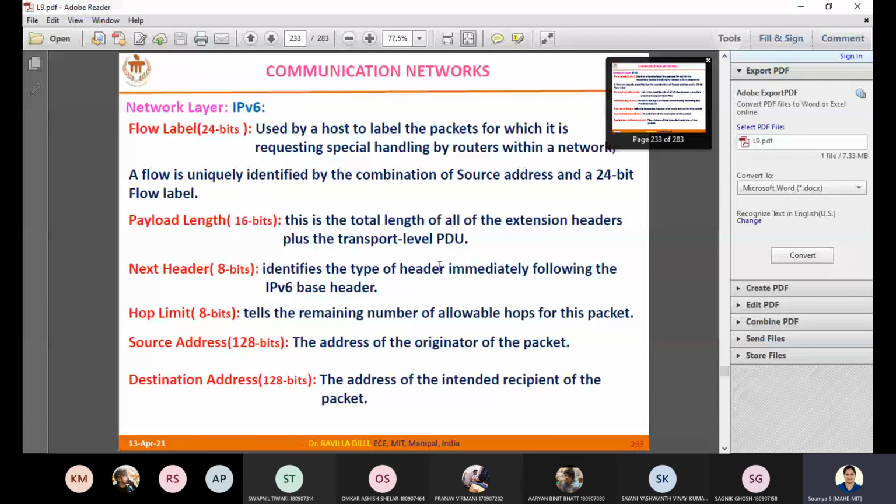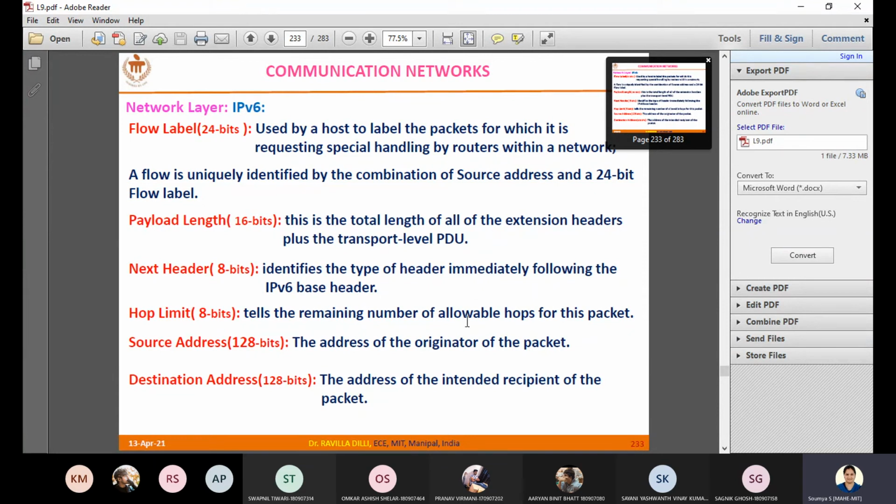Next, flow label. Flow label is used by a host to label the packets for which it is requesting some special handling by routers within a particular network. And it is uniquely identified by a combination of the source address and the 24-bit flow label. The next field is payload length. Payload is nothing but the actual data. So it would be the total length of all the extension headers plus the transport level data unit that it had received.